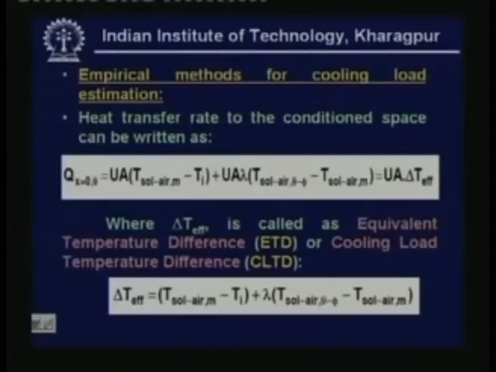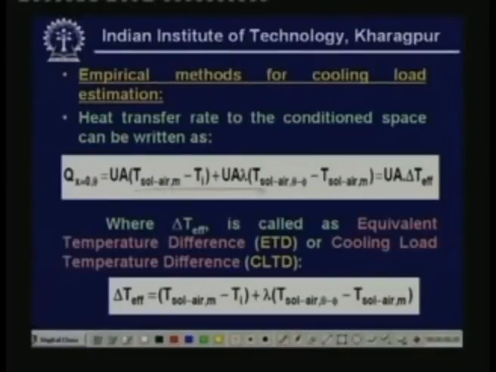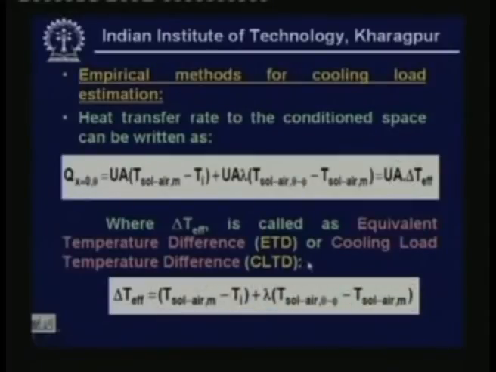And now let us look at empirical methods for cooling load estimation. Heat transfer rate to the conditioned space can be written as we have seen by this expression. And this is written in terms of UA into some delta T effective, where this delta T effective is called the equivalent temperature difference, ETD, or cooling load temperature difference, CLTD. And from this expression you can easily find that the equivalent temperature difference or cooling load temperature difference is given by this expression. So it includes the mean solar temperature, the time lag and the decrement, and it also includes the inside temperature. So all these factors are included.